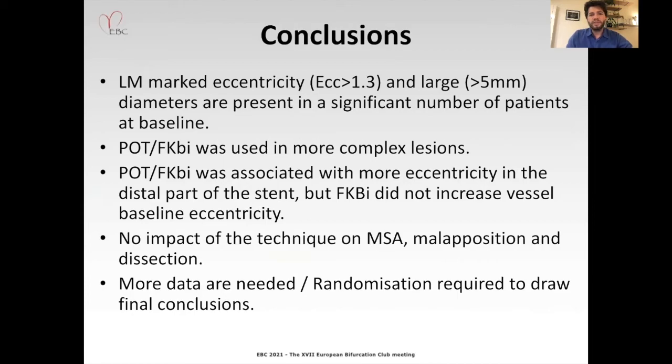In conclusion, these sub-analyses from the Lemon trial showed that the left main marked eccentricity and large diameters were present in a significant number of patients at baseline. The POT final kissing balloon inflation sequence was used in more complex lesions and was associated with more eccentricity in the distal part of the stent, but it did not really increase the vessel baseline eccentricity. There was no impact of the technique on minimal stent area, malapposition or dissection. However, we think that more data are needed, and especially data from randomized trials are required to draw a final conclusion. I thank you for your attention.